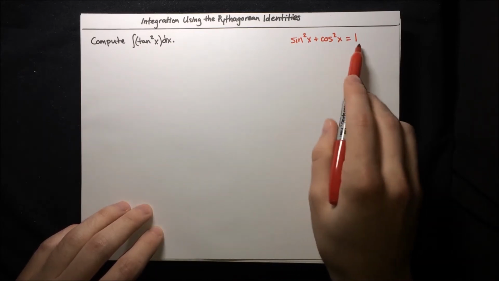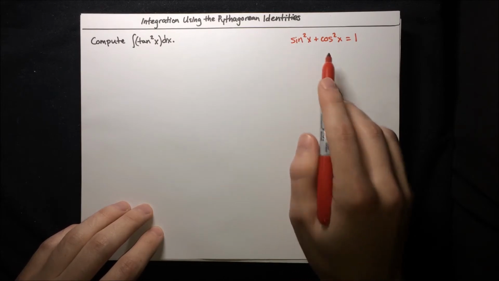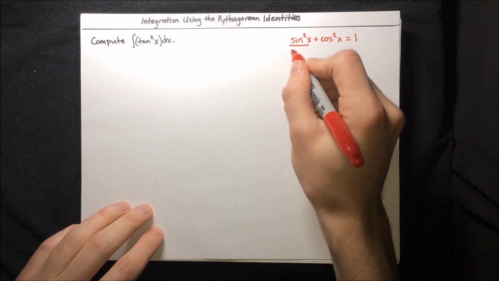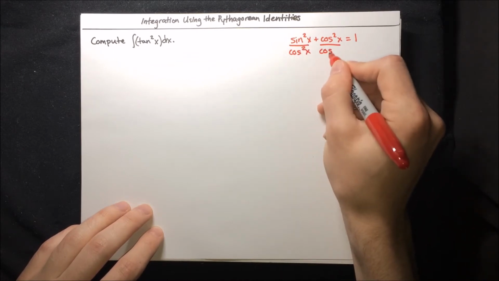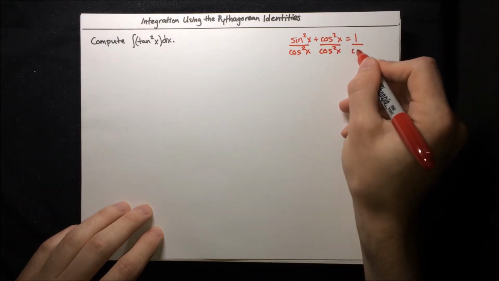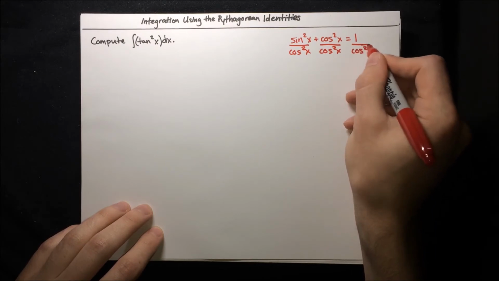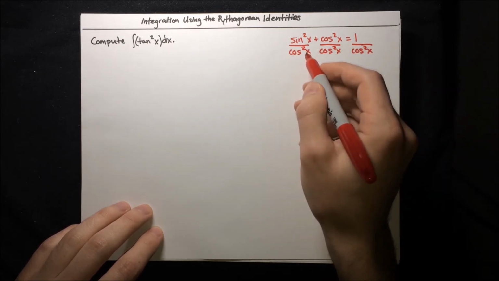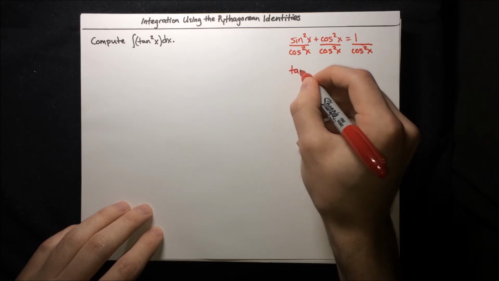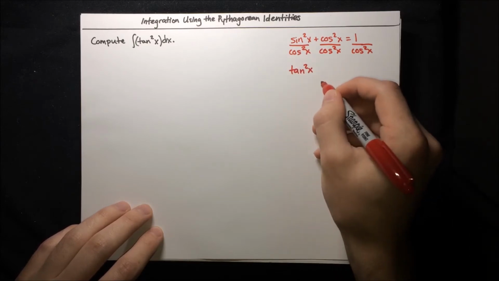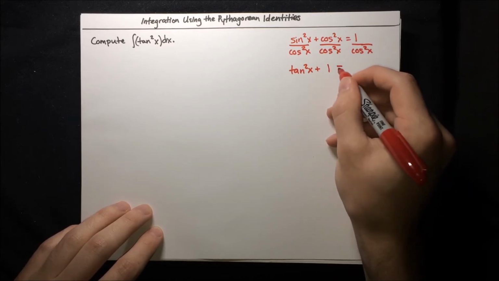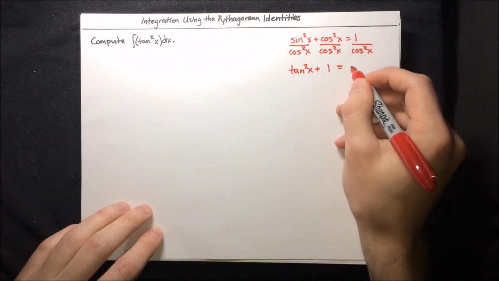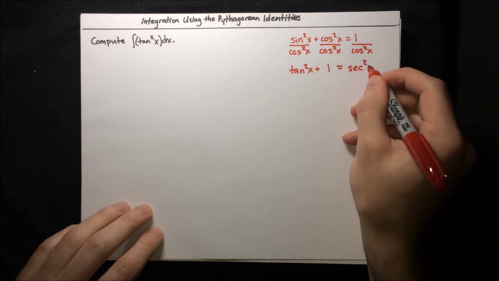So to introduce a tangent squared in this identity, let's divide everything by cosine squared. All right, so divide everything by cosine squared, and let's simplify. So sine squared over cosine squared, that's just tangent squared. Great, that's what we wanted. And then cosine squared over cosine squared, well, clearly that's just 1. And then 1 over cosine squared, that's just secant squared.